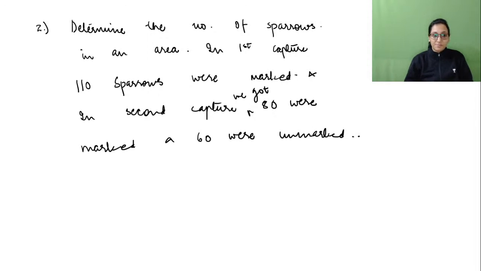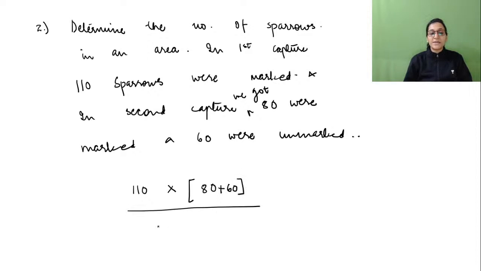So this is a very simple question. See, I'll be doing for you. Determine the total number of sparrows in an area. So we are saying total number of individuals marked in the first sample we want to know. So the total number of individuals that were marked in the first sample were 110 into size of the second sample. So what is the size of second sample? That is 80 plus 60, right? Divided by number of marked individuals in the second capture. So we got 80 marked in the second capture. So this is what we have to do.